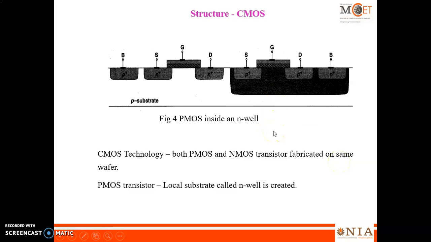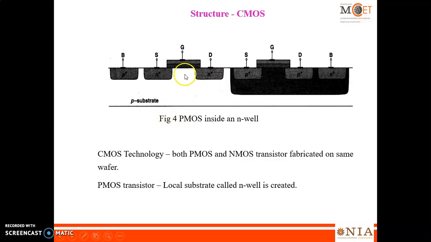Next we will move on to the CMOS structure. What is meant by CMOS? I already told that CMOS includes both a PMOS transistor and an NMOS transistor fabricated on the same wafer. Now you see this figure 4.